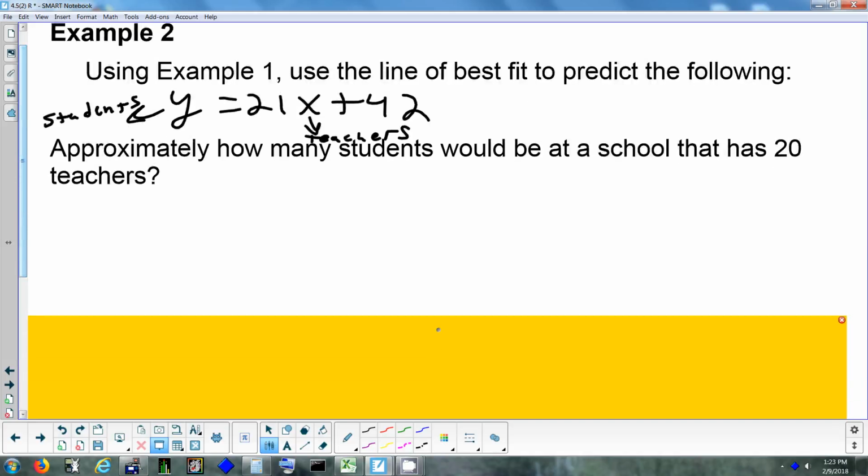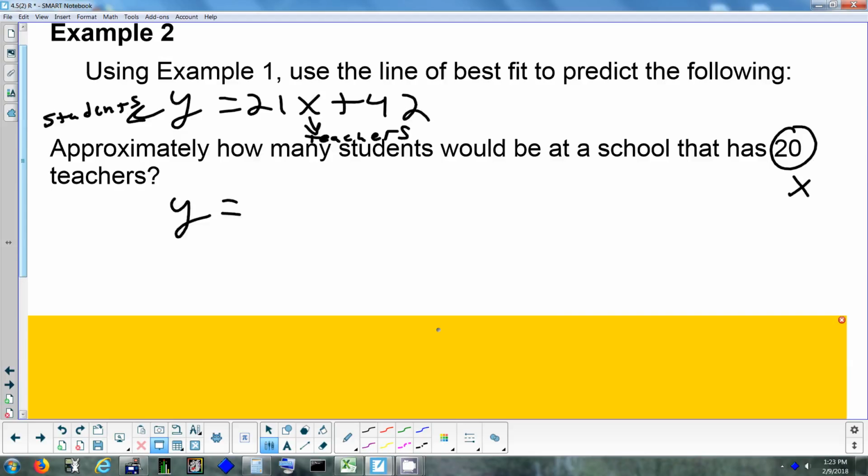How many students would be at a school that has 20 teachers? And remember, this is just a formula that predicts it. It doesn't mean it's going to be exact. Where would the 20 get plugged in? The X one. So, 20 is how many teachers? Yes. That's good. That's the X.